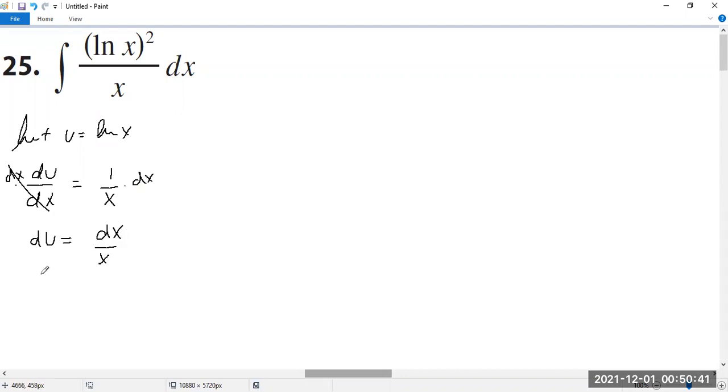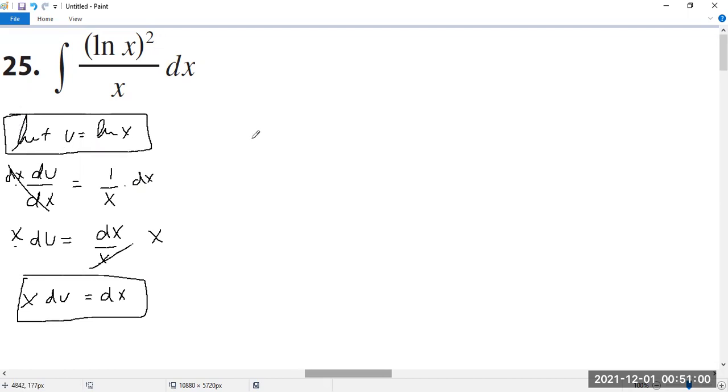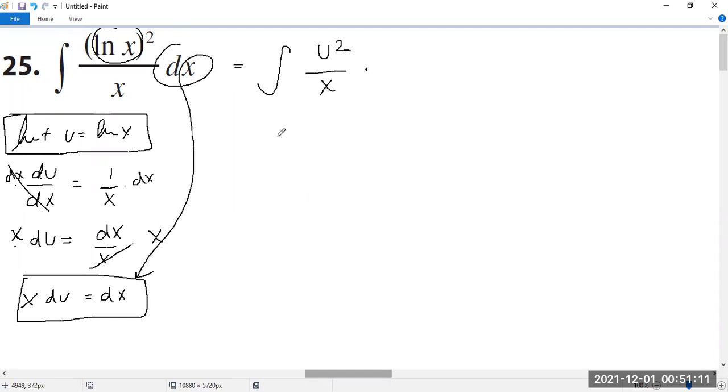And at this point, perhaps we would want to isolate the dx, so we'll multiply both sides by x. And then we have x du equals dx. So u is ln of x, so this part becomes the u. So we have u squared over x. And then the dx is replaced by x du, which is the same thing as u squared over x du.